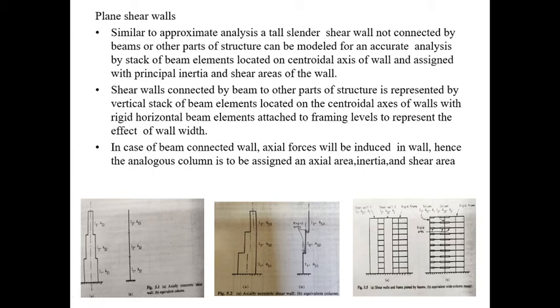The next is the shear walls connected by beams. The shear walls which are connected by beams to other parts of the structure are represented by a vertical stack of beam elements located on the centroidal axis of the wall, with a rigid horizontal beam element. This rigid arm is attached to the framing levels to represent the effect of the wall width.